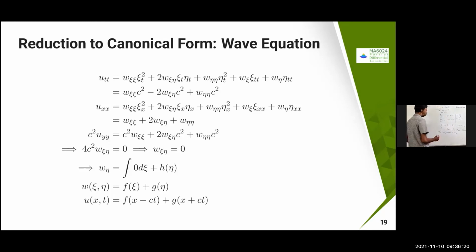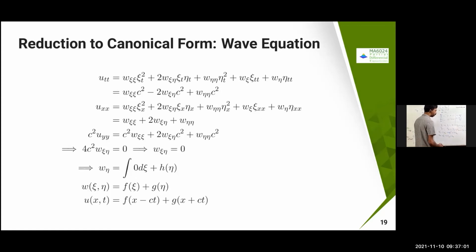Now in the same way, uxx is going to become w chi chi into chi x square, but chi x is 1. Therefore, you are going to get w chi chi plus 2w chi eta into chi x into eta x, that is 1, so w chi eta, plus w eta eta into eta x square, that is 1. The remaining things are going to be 0 because chi xx is 0 and eta xx is also 0, so it is not required.